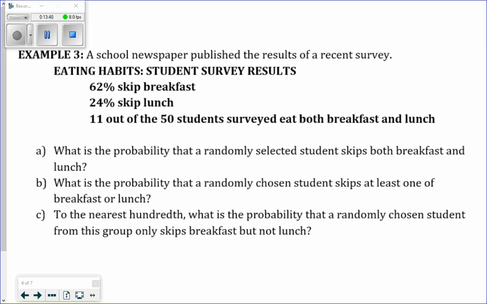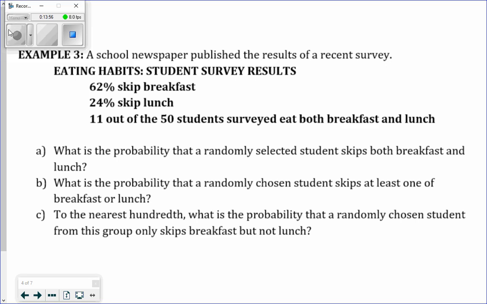So what's the probability that a randomly chosen student skips both breakfast and lunch? What's the probability that they skip at least one? And to the nearest hundredth, what's the probability that a randomly chosen student skips only breakfast but not lunch? Okay, I'm going to pause it and let's see what you can do with this information.